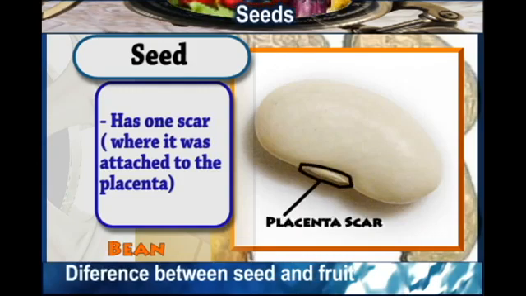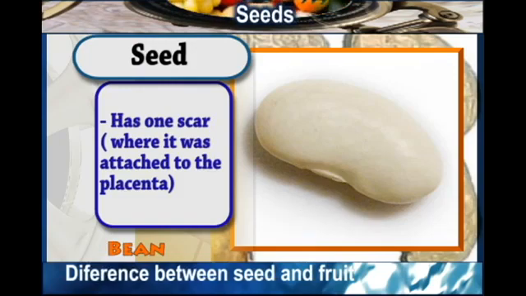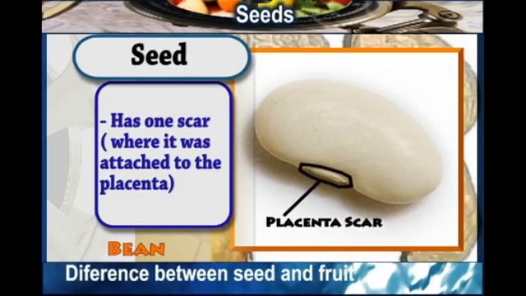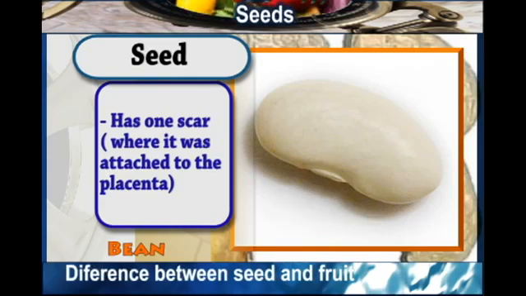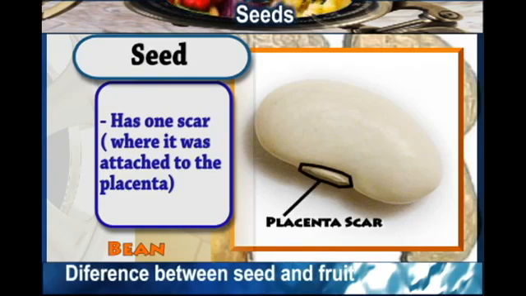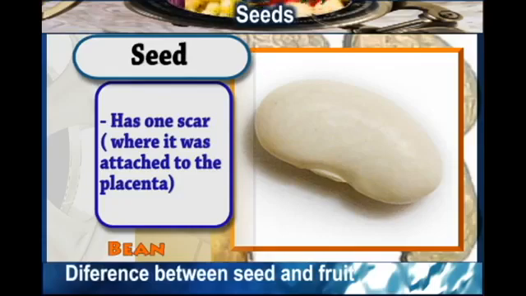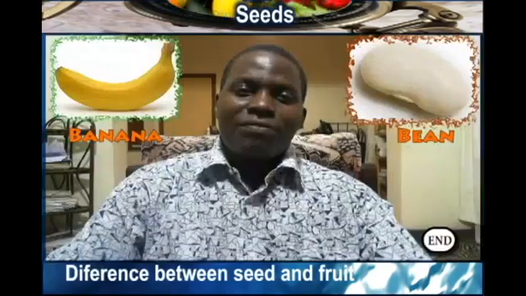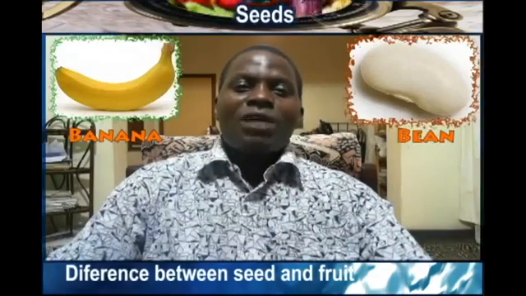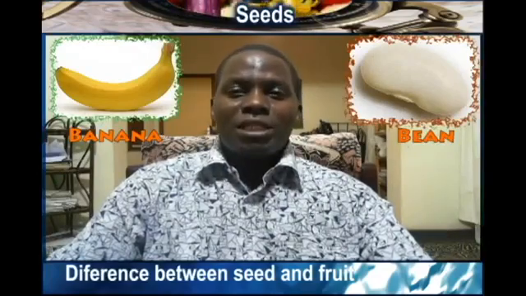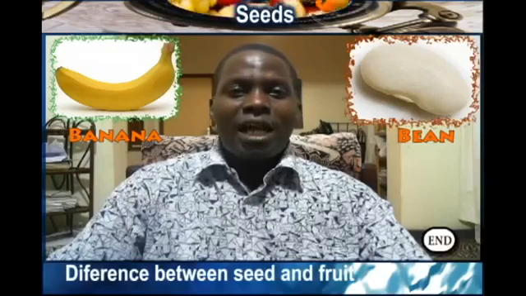So that is all about fruits and seeds. We have discussed them. We have seen the different types of fruits. We have seen the parts of the seed, and the difference between the seed and the fruit. I think all of us now can differentiate between the seed and the fruit.